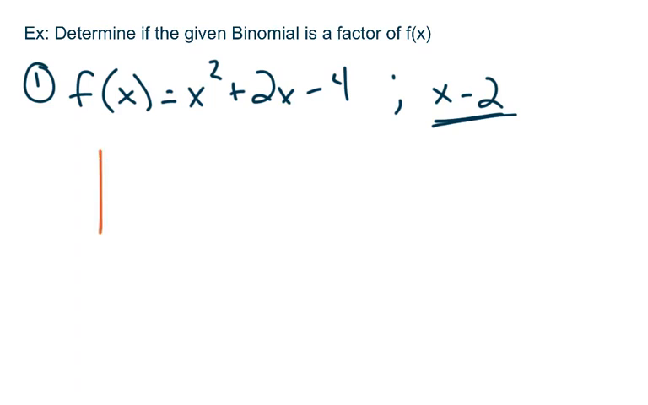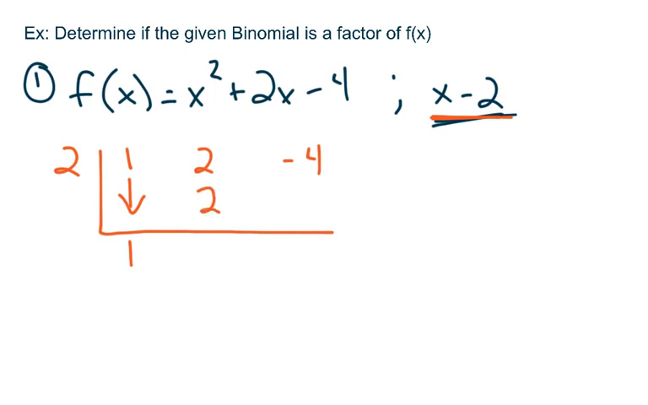We can use synthetic division because we're dividing by x minus 2. Our coefficients go in the middle: 1, 2, negative 4. The number on the outside is the opposite of the number in our factor, x minus 2. Let's do our synthetic division. Bring down our leading coefficient and multiply by that number out to the left. 1 times 2 is 2. Add straight down, 2 plus 2 is 4. Multiply by the number out front again: 4 times 2 is 8. Add straight down, negative 4 plus 8 is positive 4.